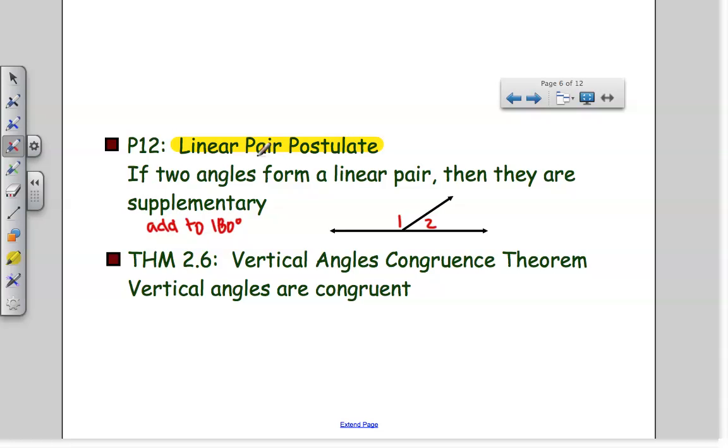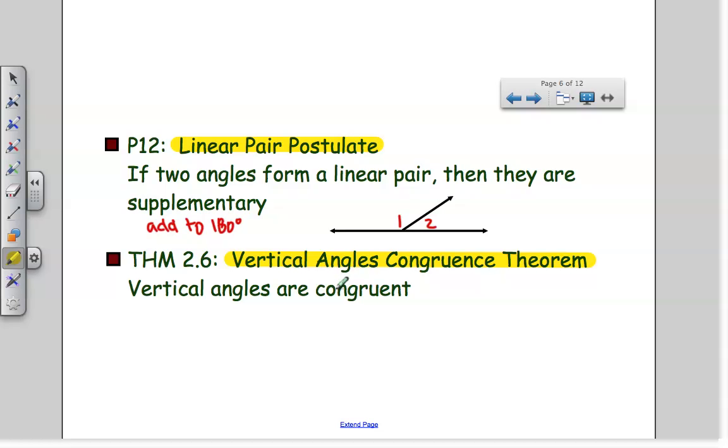But from that, actually using the linear pair postulate, we're going to see in the next proof that we can prove this theorem, which is the vertical angles congruence theorem. Now you know that vertical angles are congruent. We've already talked about this. This is an actual theorem. This is something that is able to be proved, that vertical angles are congruent.